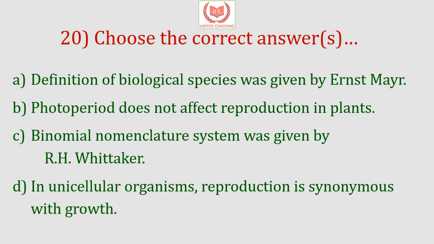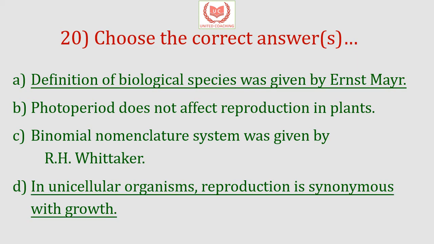Our next question is, choose the correct answer or answers. So first option is, definition of biological species was given by Ernst Mayr. Photoperiod does not affect reproduction in plants. Binomial nomenclature system was given by R.H. Whittaker. In unicellular organisms, reproduction is synonymous with growth. So correct answers are, first, that is definition of biological species was given by Ernst Mayr, and the last one, in unicellular organisms, reproduction is synonymous with growth.